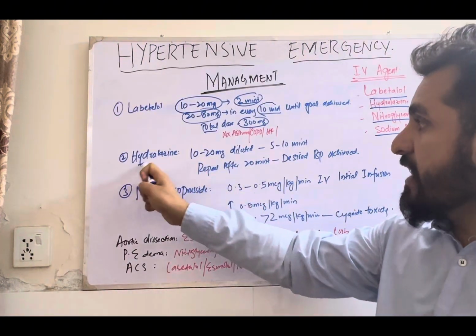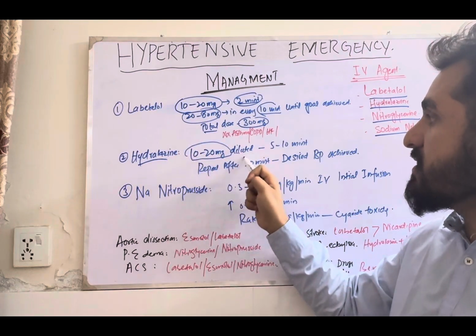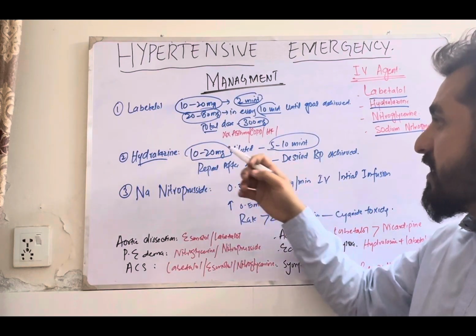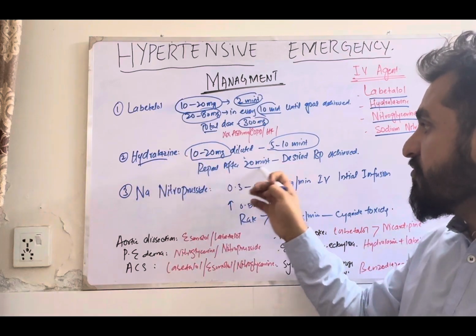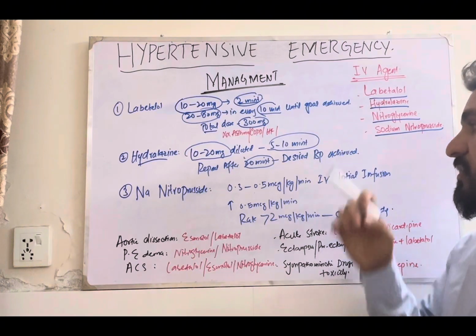The second drug is hydralazine. We give hydralazine 10 to 20 milligrams diluted in normal saline over 5 to 10 minutes. And we can repeat hydralazine every 20 minutes until we achieve the desired blood pressure control.